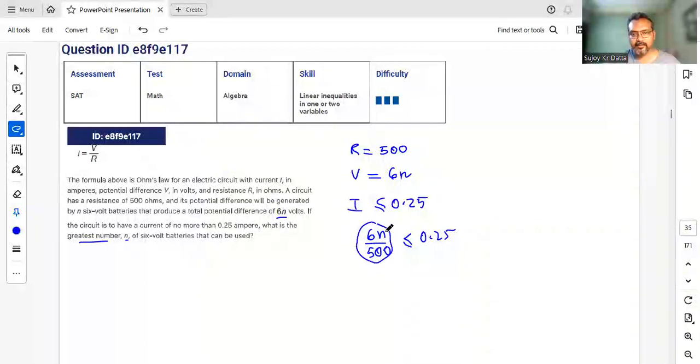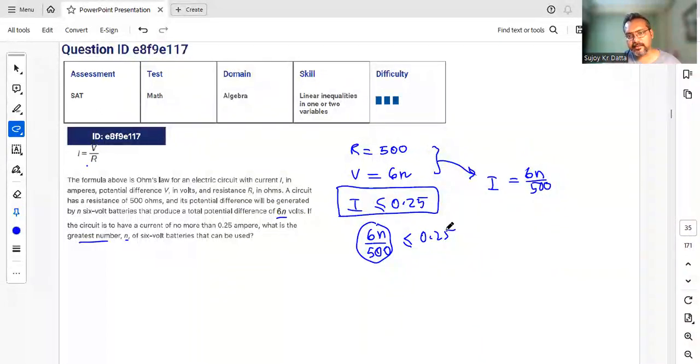Because this is my current, right? According to this, V over R, 6n over 500, is my current. And this current is less than or equal to 0.25. So let's just solve that. We have 6n less than or equal to 500 times 0.25, which is 125. So n is less than or equal to 20.83.